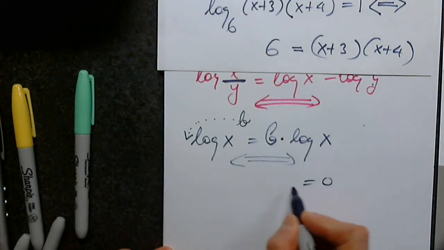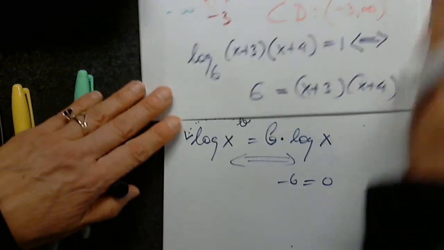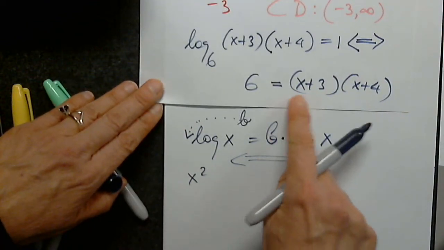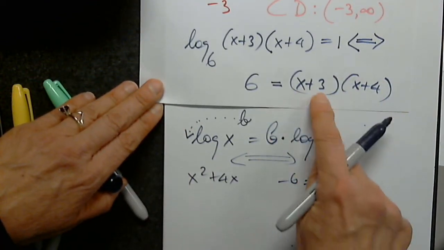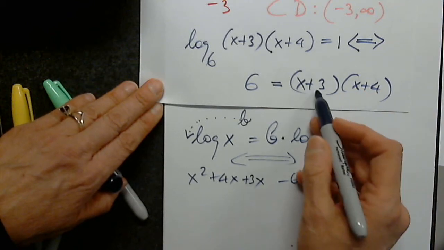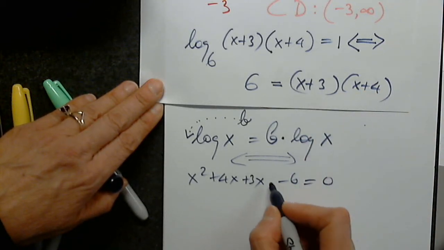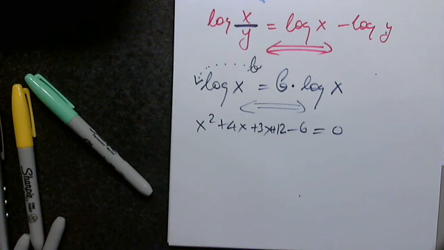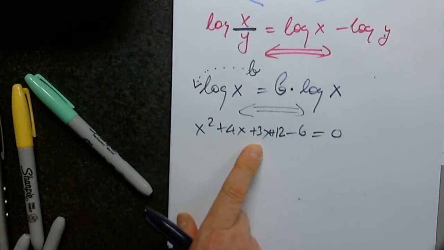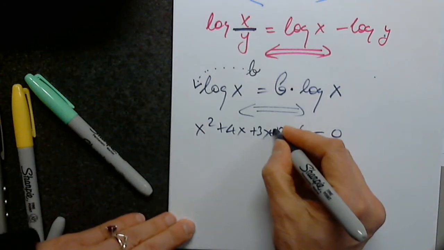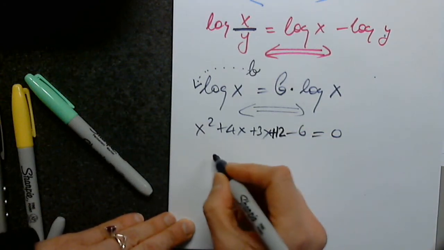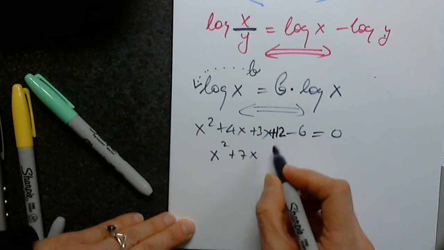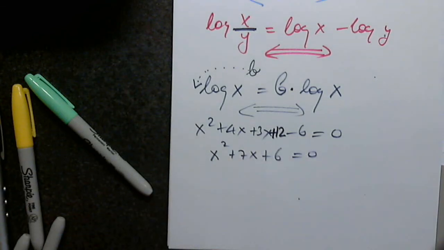So 0 minus 6. X times x, x squared. X times 4, 4x. 3 times x, 3x. And 3 times 4, positive 12. I had to distribute, right? Because it's quadratic, I have to set it equal to 0. x squared plus 4x plus 3x plus 12. So this is x squared plus 7x plus 6 equals 0.